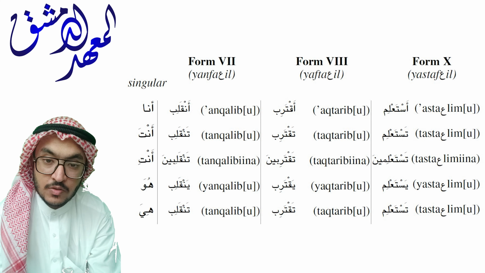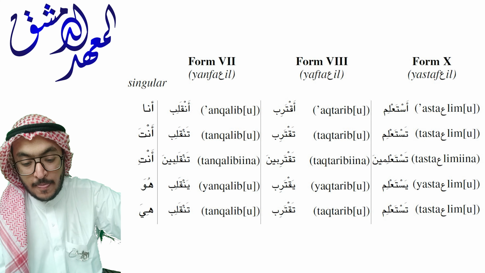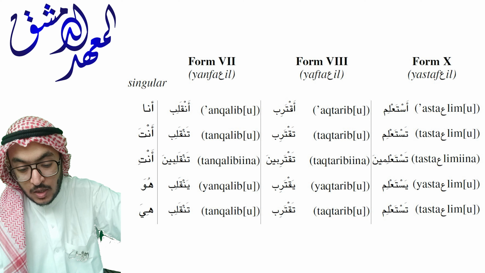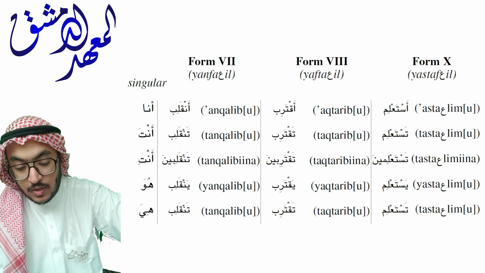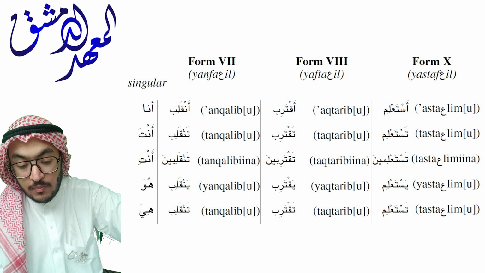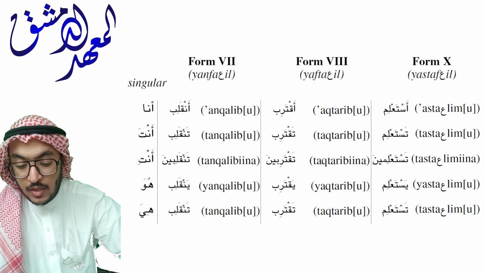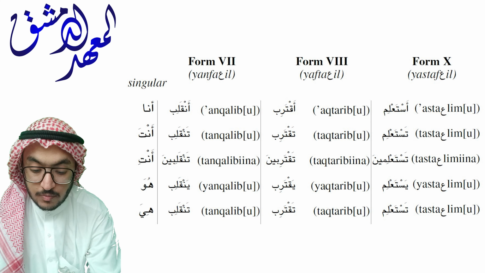Now we'll go through the present forms of these verbs. So ana anqalib, anta tanqalib, anti tanqalibina, huwa yanqalib, hiya tanqalib. Ana aqtarib, anta taqtarib, anti taqtaribina, huwa yaqtarib, hiya taqtarib.